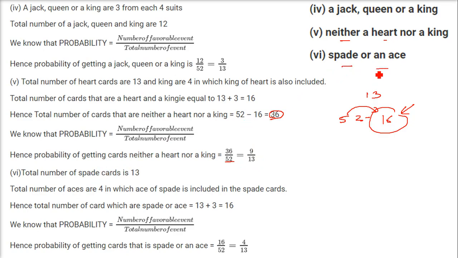Spade or an ace. How many spades are there? It will be 13. Ace, for all the suits you will have 4 aces. But in the spade suit, which has 13 cards, you have already included one ace. So only 3 will remain. So 13 plus 3 is 16 for spade or an ace, divided by 52. This 16 by 52 is 4 by 13. This is spade or an ace.